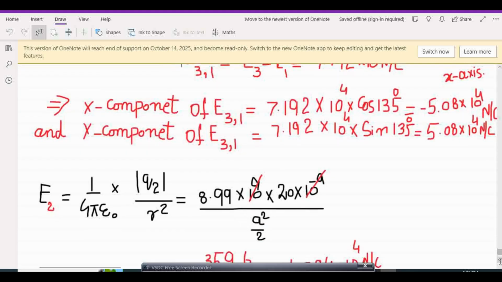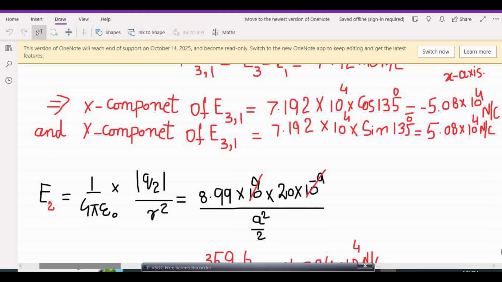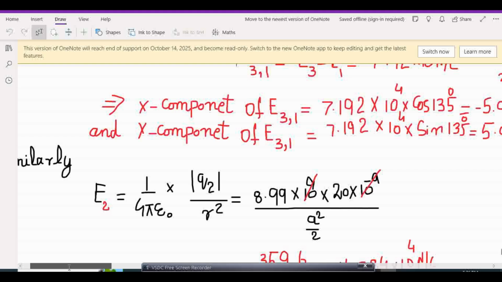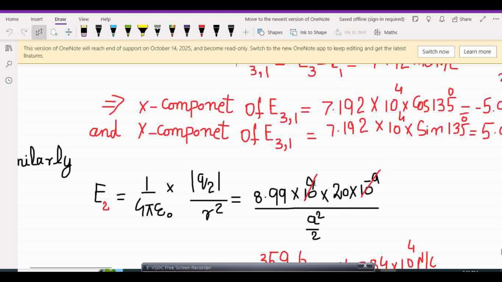Now similarly, we want to find the electric field due to Q2 at the center, that will be equal to E2, and that will be equal to 1 over 4 pi epsilon naught into Q2 magnitude over R square. Putting in the values, again R is the same, a over 2 under root, so R square equals a square over 2. And 1 over 4 pi epsilon naught is 8.99 into 10 to the power 9. Q2 magnitude is 20 into 10 to the power minus 9 because of nanocoulomb. The 10 power plus 9 and minus 9 cancel, so we are left with 8.99 into 20 over a square over 2.